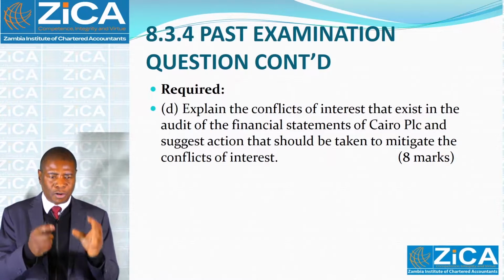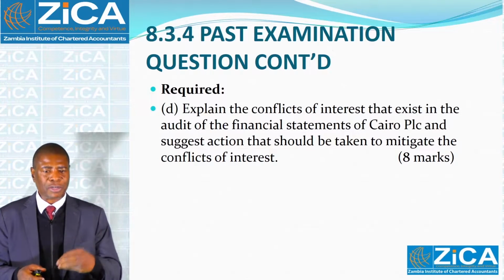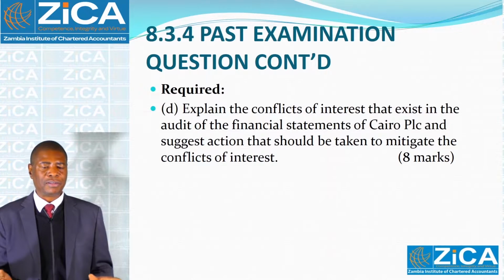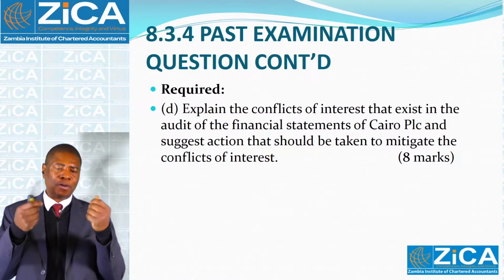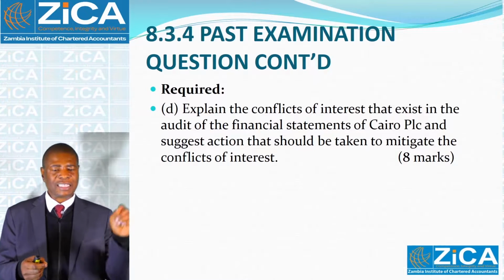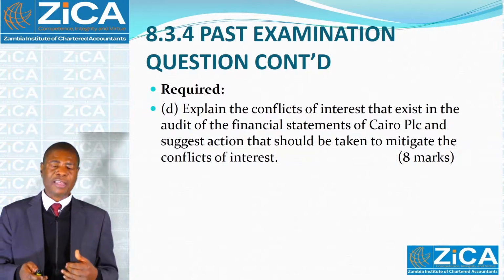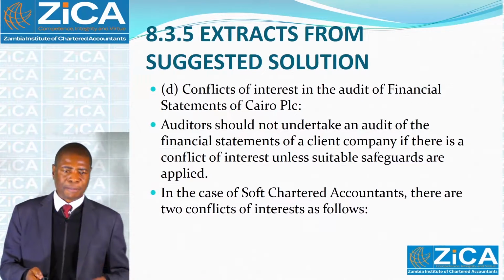So all that was needed there is, do you have the knowledge about conflicts of interest? If you know, all 8 marks would have been yours. But again, respect the command word explain. If you just list, you get fewer marks. But if you explain, according to the examiner's requirement, you get the required marks.